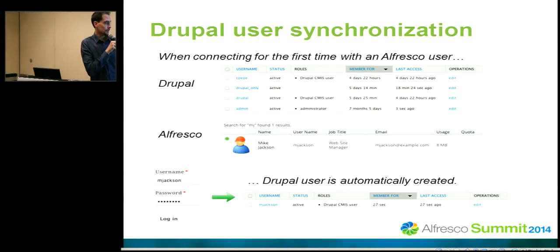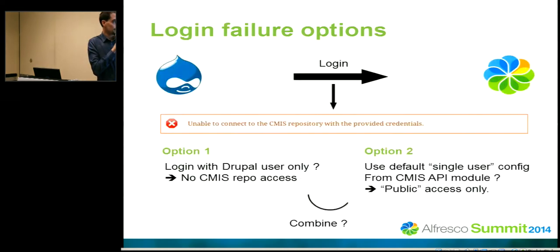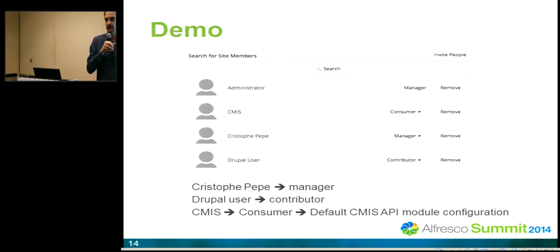Okay, and then you can let Alfresco work as a master. It means that you are going to try to authenticate, and if it does not succeed, Alfresco will show you an error message. You can only choose two options. If the authentication fails, you can connect with your Drupal user only if it exists, and you can choose to use the single user configuration to have at least access to public documents, for example.